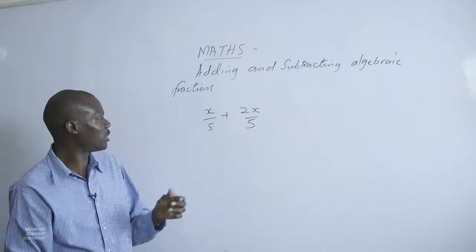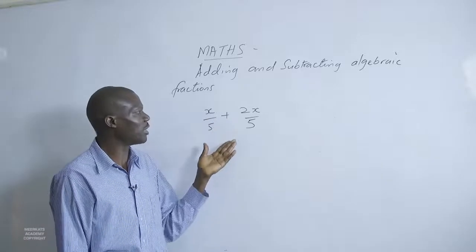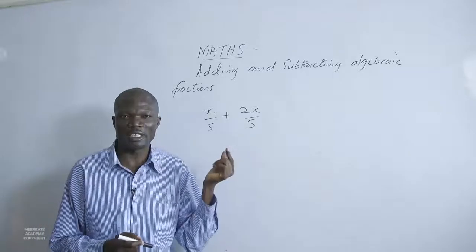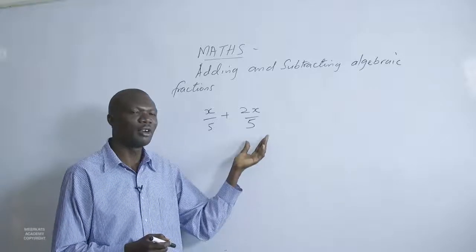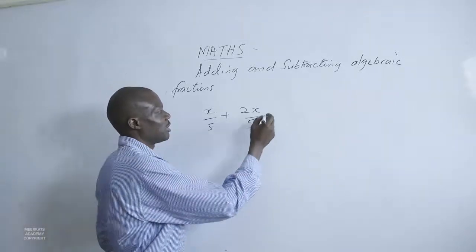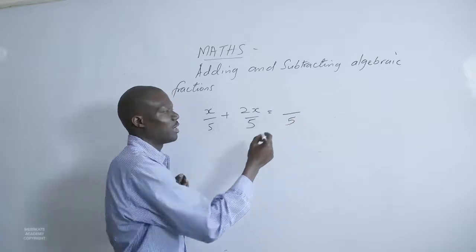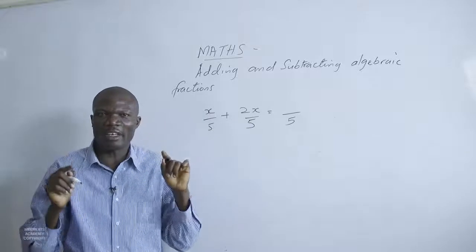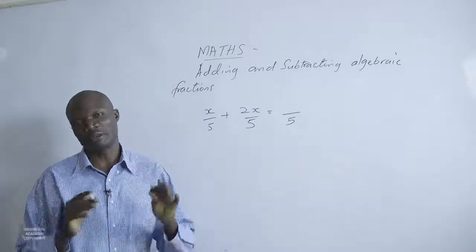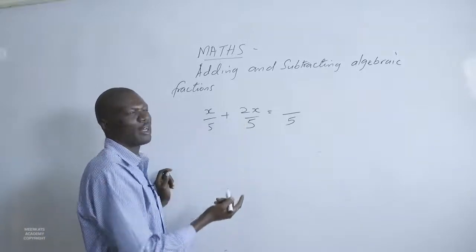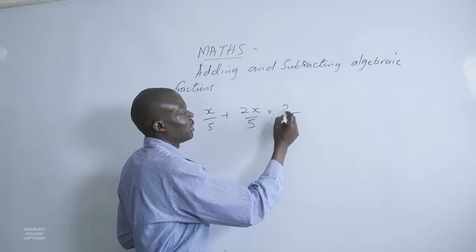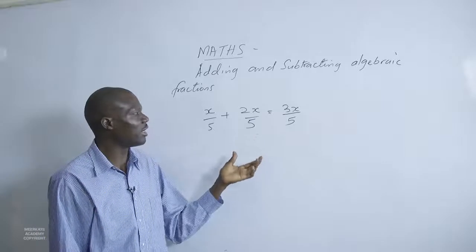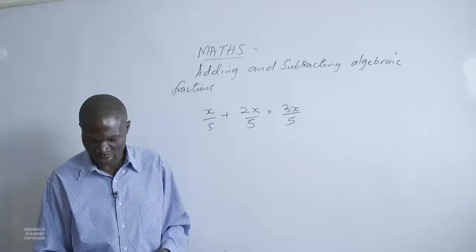this is an algebraic fraction, x over 5 plus 2x over 5. What is the denominator? Looking here, the denominator is 5 from the first term and also 5 in the second term. So because the denominator is the same, we shall maintain the denominator and then add the numerators. If they are like terms, add them together. If they are not like terms, then we leave them like that. But because here they are like terms, x plus 2x will give us 3x. So we have been able to add the algebraic fractions.